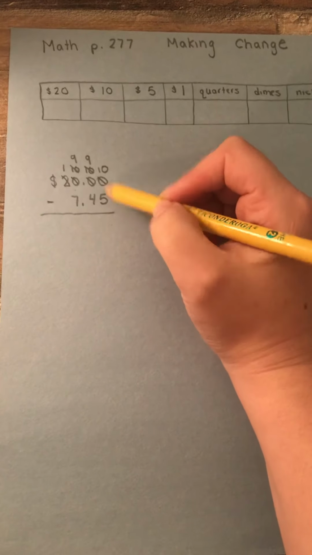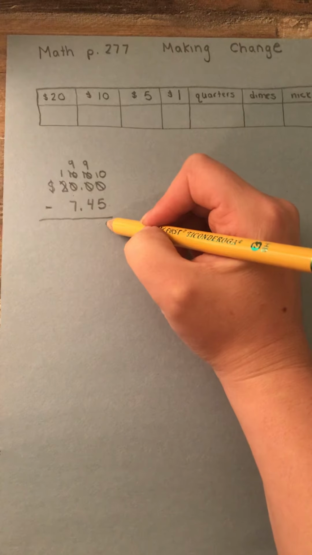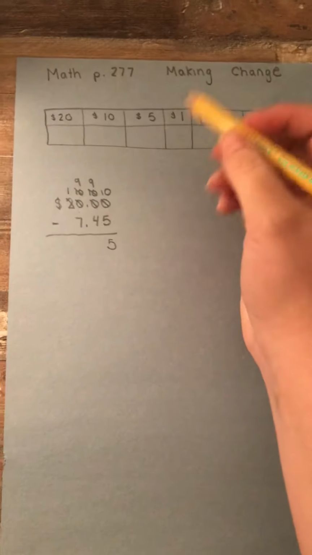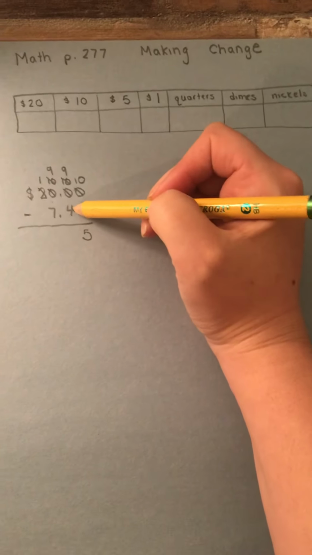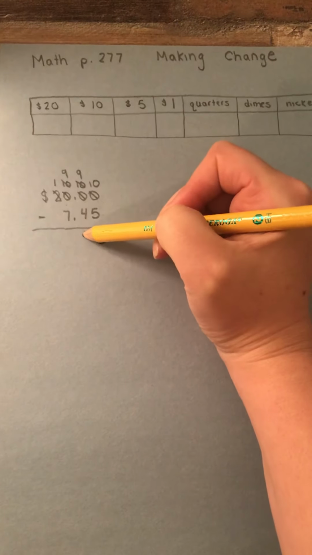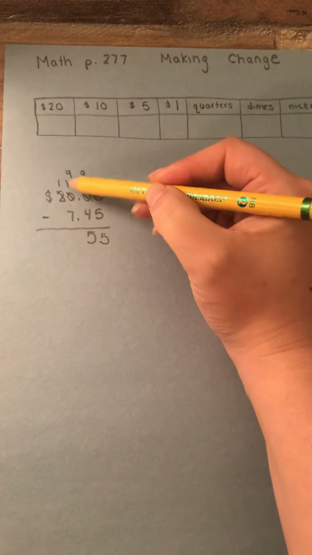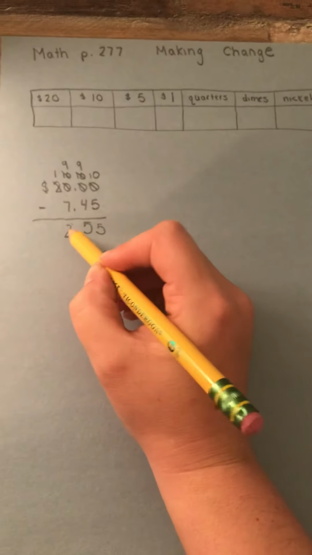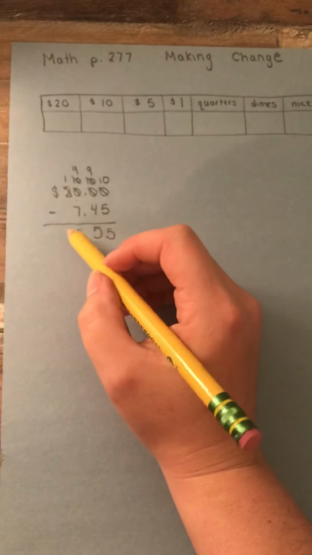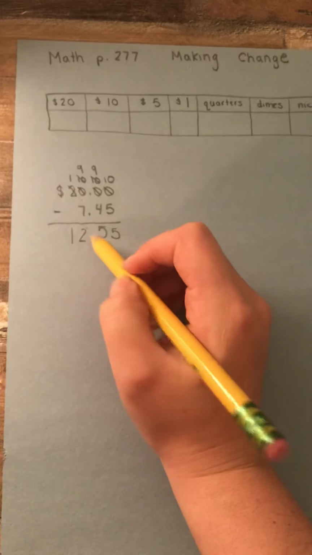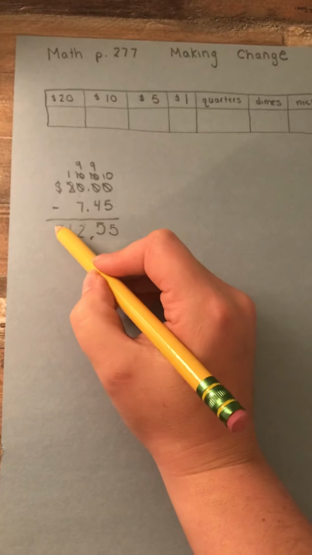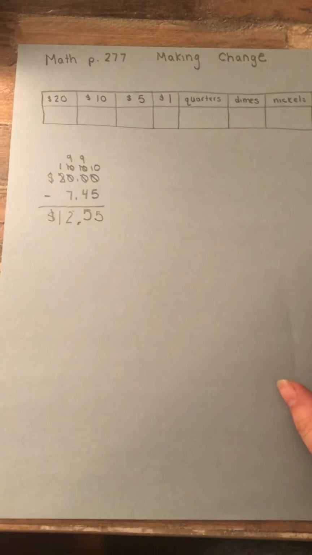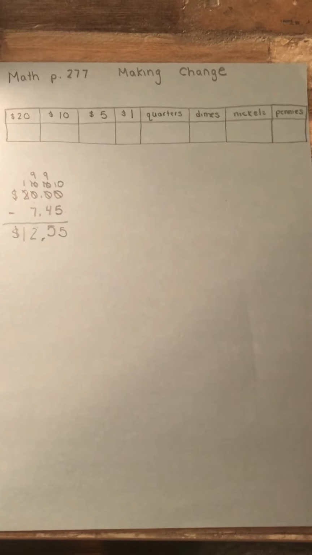So I have 10 minus 5 is 5. As I pause, you can answer out loud, see if you're getting the answers correct. 9 minus 4 is 5. 9 minus 7 is 2. 1 minus 0 is 1. Okay, then I need to put my decimal and put my dollar sign. So it's saying that she will have $12.55 in change.